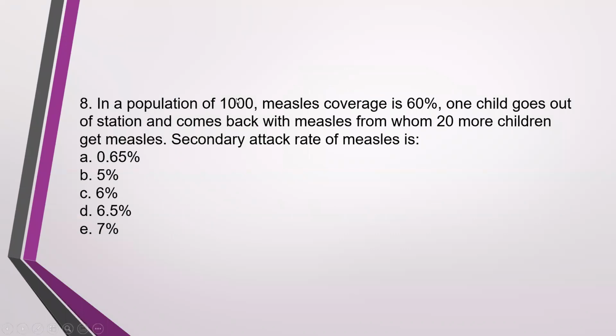In a population of 1000, measles coverage is 60%. One child goes out of station and comes back with measles, from whom 20 more children get measles. So the secondary attack rate for measles is 0.6, 5%, 6.5, or 7%. C. Close, it would be 5.